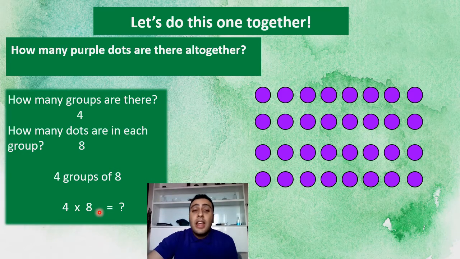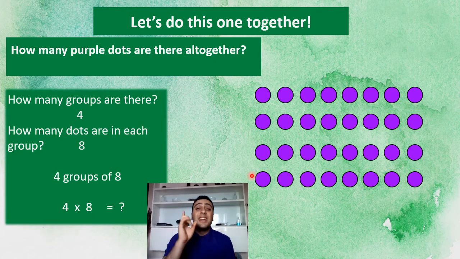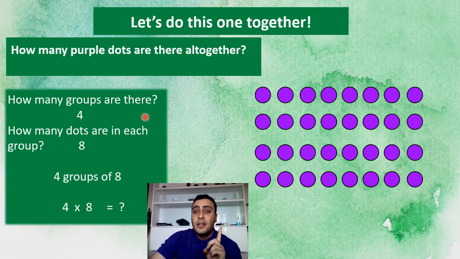Now again, if you put your group in the other way, it's still correct because your answer is going to be 8 times 4, which is again 32. That's why I love multiplication, because it's so fun. You can get creative. Okay, now we're going to do a bit more complicated things.